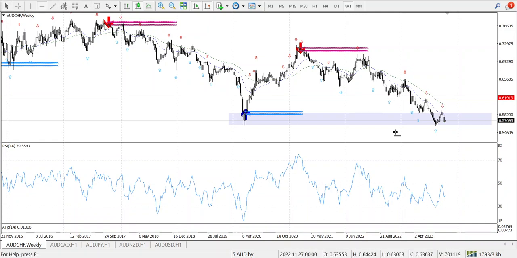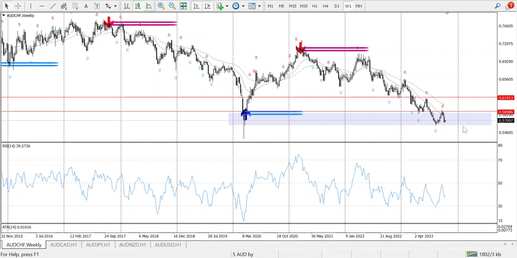So the bigger the time frame, the better the trade. You can see it's always supporting the same support level. So the bigger the time frame, the better the trade.